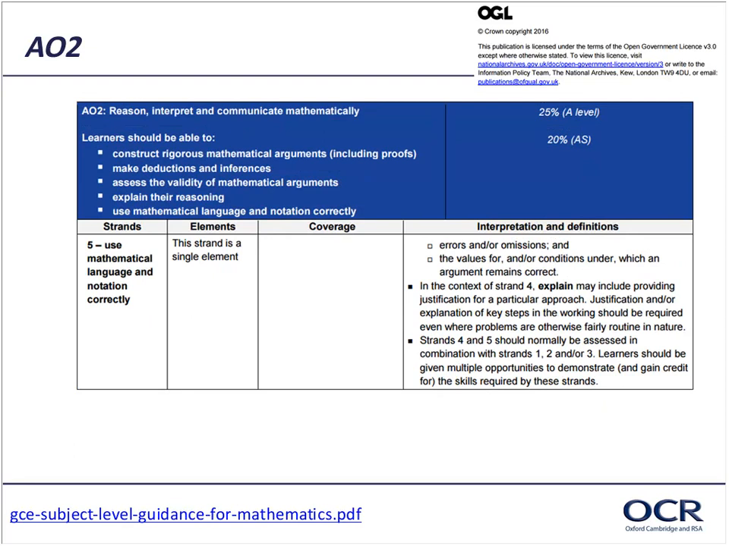And there's also an aspect of using mathematical language and notation correctly. One of the key bits here is using formal mathematical notation rather than a specific manufacturer's calculator notation. So there is that idea that it should be the correct notation rather than how it looks on the calculator.